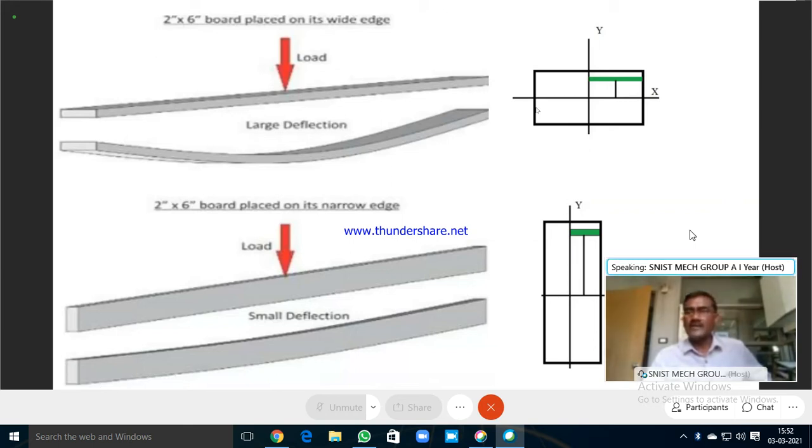So please note down this. Please note down both the figures and cross section also. So that gives you much more clarity in understanding the moment of inertia, how it is going to change. You are calculating the moment of inertia in first figure about x.